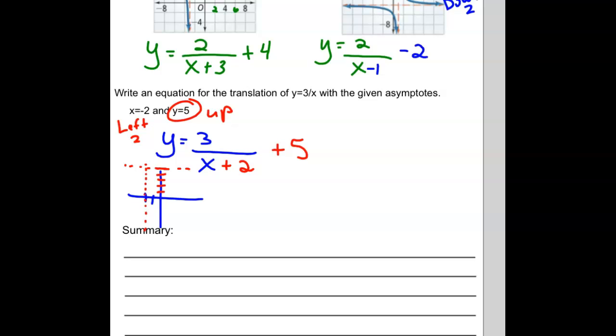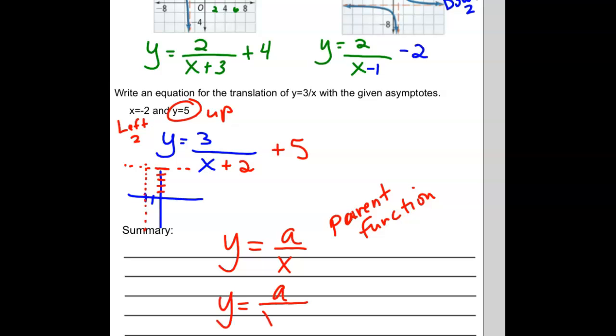All right, so in summary, we have y equals a divided by x. We're going to call that our parent function. Which means it's going to account for any stretches, compressions, and reflections already in our points plotted. Then we're going to look at any kind of left or right horizontal shift and any kind of up or down vertical shift. And that's going to move asymptotes along with our points. Okay, let me know if you have any questions on these graphs.